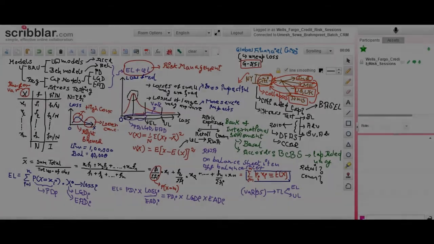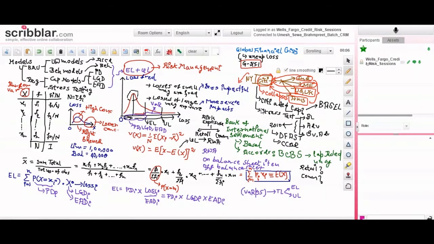Let's start talking about the BCBS regulations, right? And how is it that the Basel Committee on Banking Supervision decides on dividing the portfolio into retail and commercial? So the first thing that we need to keep in mind is that the objective of the BCBS is to help the bank set aside the capital, right?